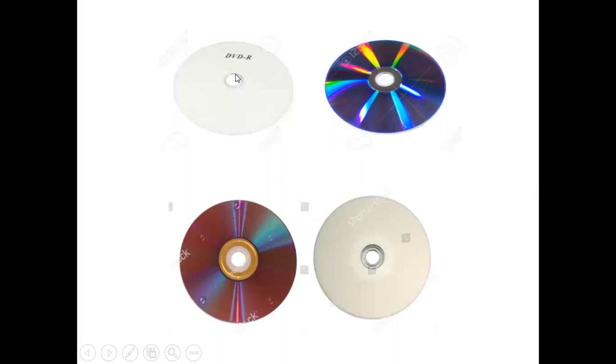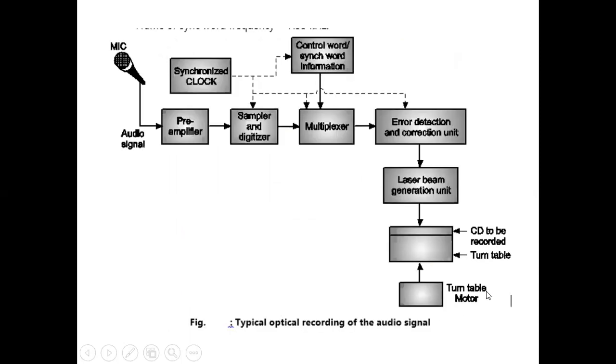So this is the front side, this is the back side, or top side, back side. This is the top side and this is the back side. Now we will see a typical optical recording of an audio signal, and then we will see the details of the optical assembly of this CD player.